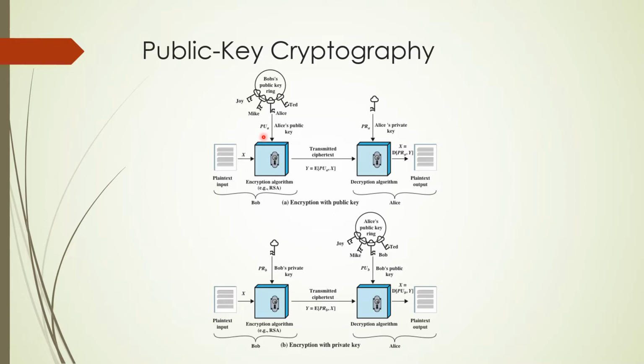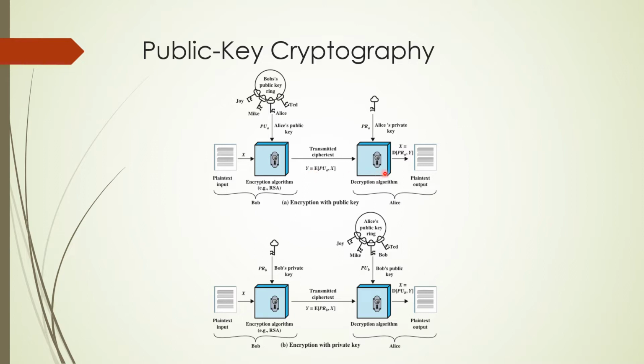So think of an encryption algorithm like an algorithm that gets two inputs. One is the plain text, one is a key, in this case the public key of Alice. And the outcome is represented this way. As you see, Y equals E of PU sub A comma X. PU sub A is basically the public key of Alice, and X is the plain text, and Y becomes the ciphertext that we're going to transmit to the other side.